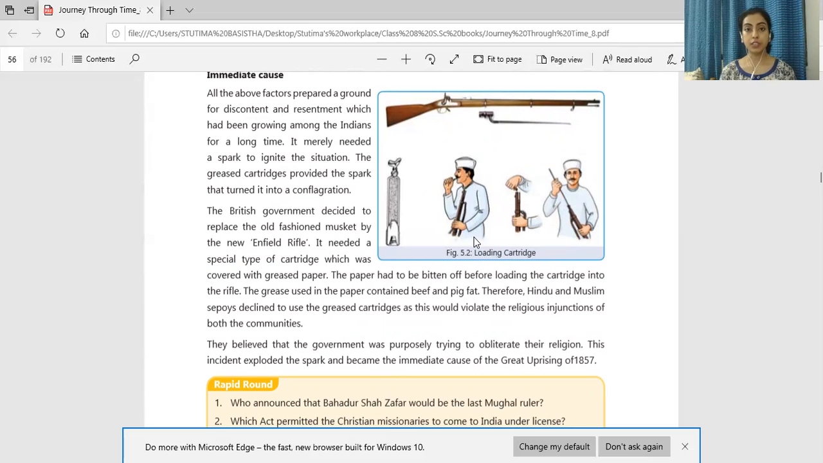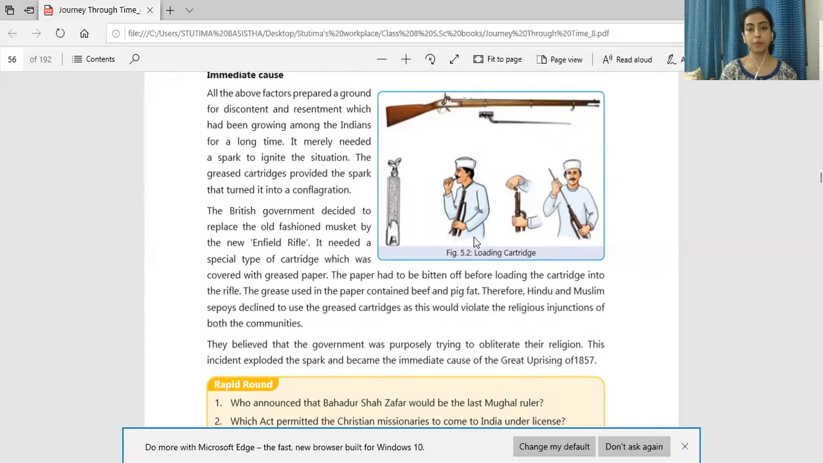So the British, what happened? They introduced a new rifle, and they replaced the old musket with a new rifle known as the Enfield rifle. And with the introduction of this new Enfield rifle, this became the immediate cause, or the main cause, for the revolt of 1857.